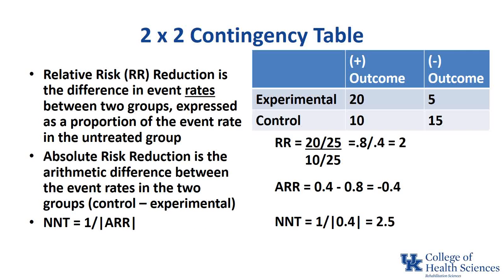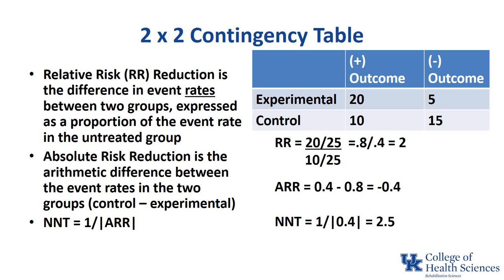We're going to have a good outcome in 20 people and a bad outcome in 5 people in the experimental group. 20 people had a good outcome, 5 people didn't have a good outcome, whatever that definition is. In the control group, it was 10 versus 15. So the relative risk is the ratio of the event rates: 20 out of 25 versus 10 out of 25. The ratio is calculated, and it's a proportion of the event rate relative to the control or untreated group. And so 0.8 over 0.4.